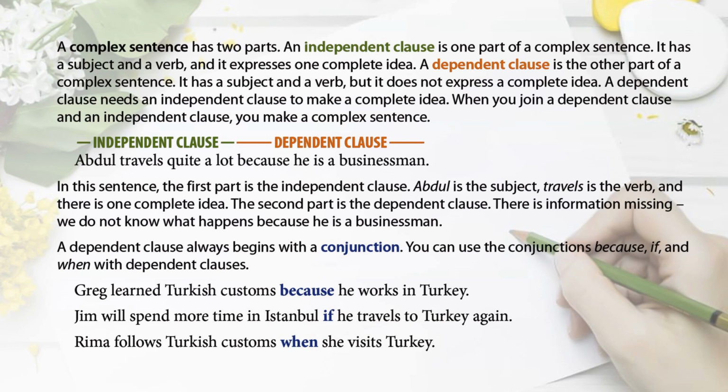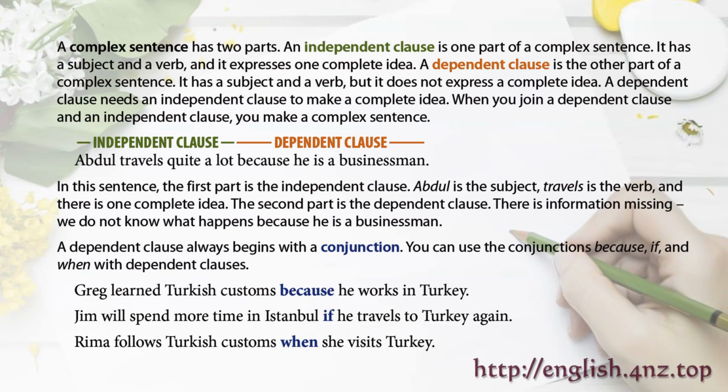Abdul travels quite a lot because he is a businessman. In this sentence, the first part is the independent clause. Abdul is the subject, travels is the verb, and there is one complete idea. The second part is the dependent clause. There is information missing. We do not know what happens because he is a businessman.